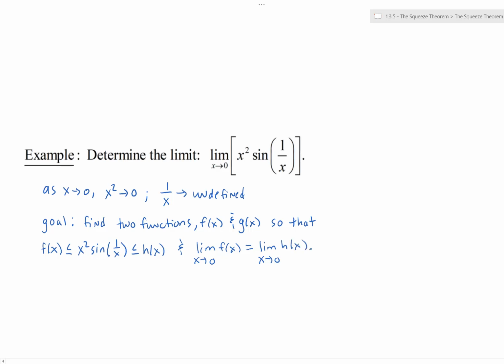If we could find two functions f and h such that that's true, I accidentally wrote g of x up there, it's f of x and h of x, then we would be able to apply the Squeeze Theorem and conclude that x squared times sine of 1 over x is actually the same thing as these two other limits of f and h as x approaches 0. So we think of x squared sine of 1 over x as our g of x, the one that's squeezed in between the two others and satisfying the conditions of the Squeeze Theorem.